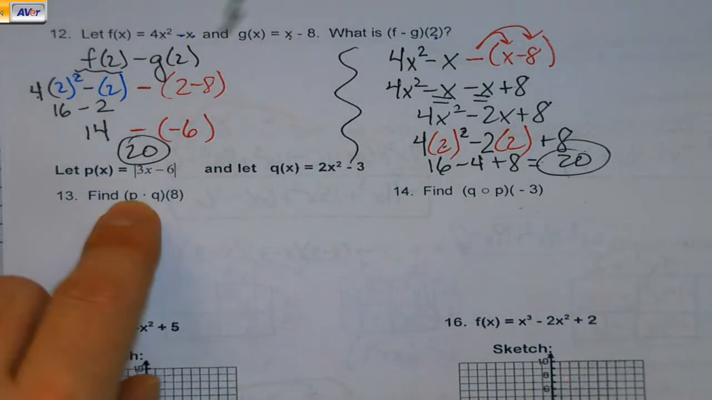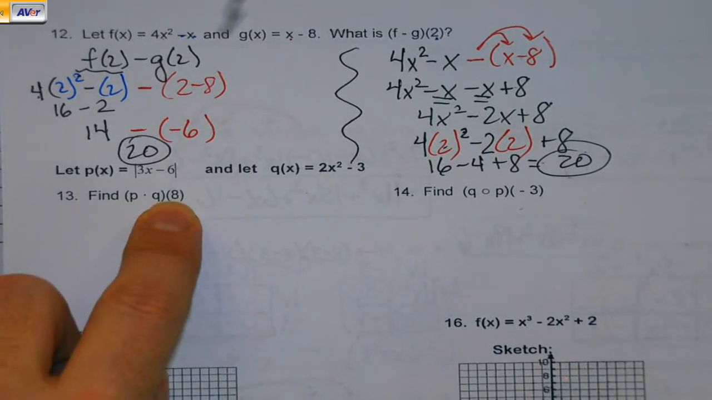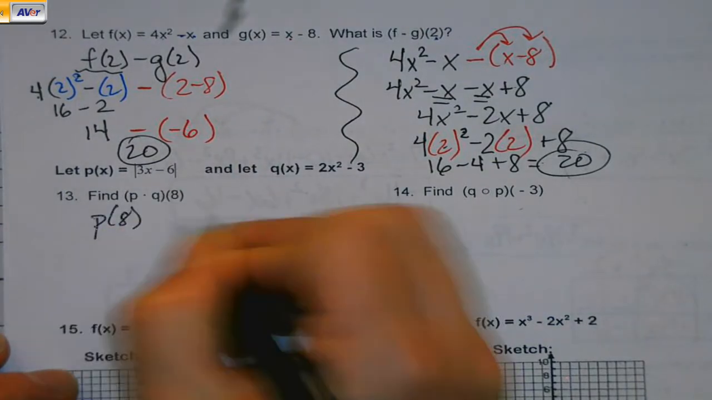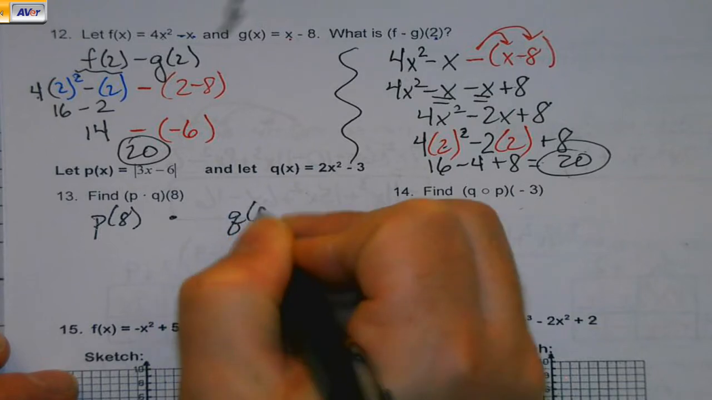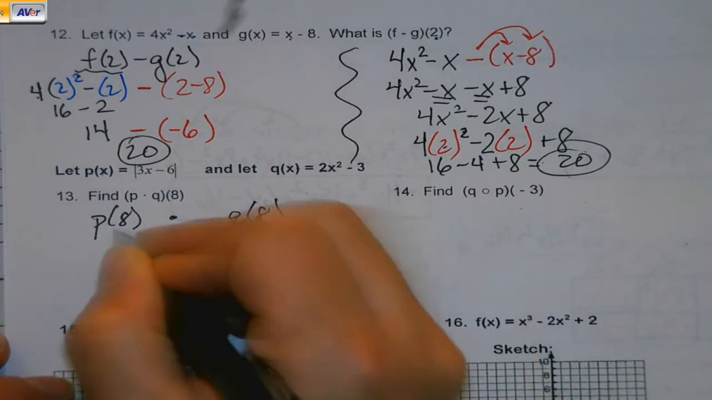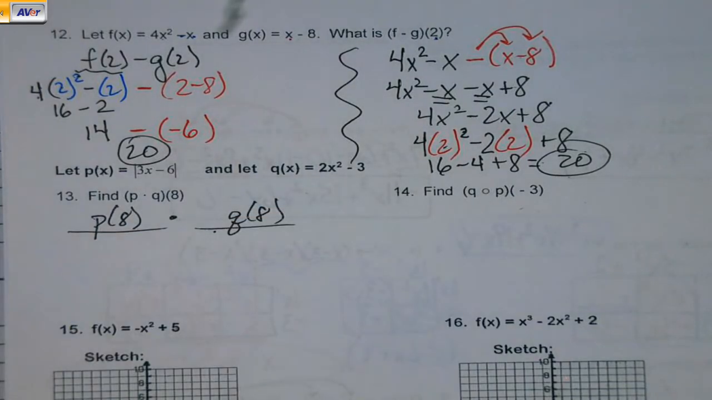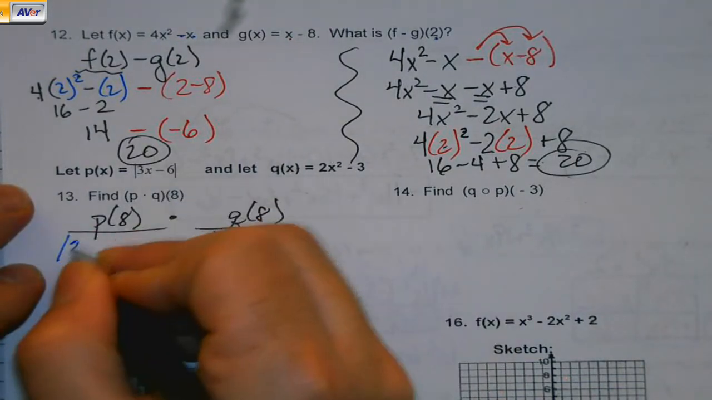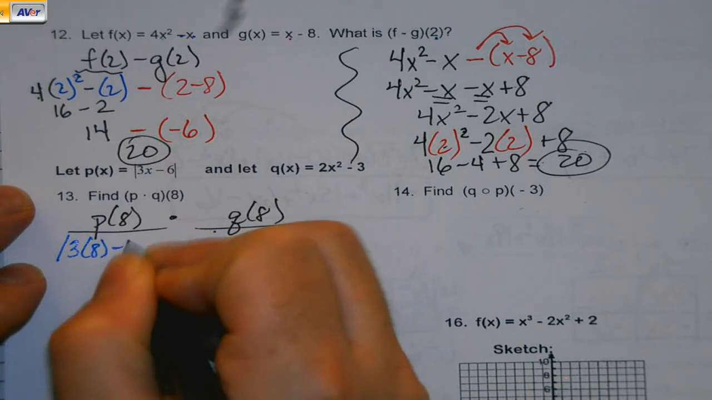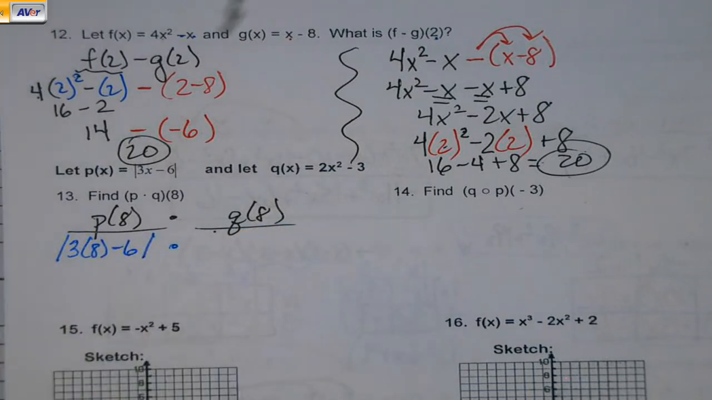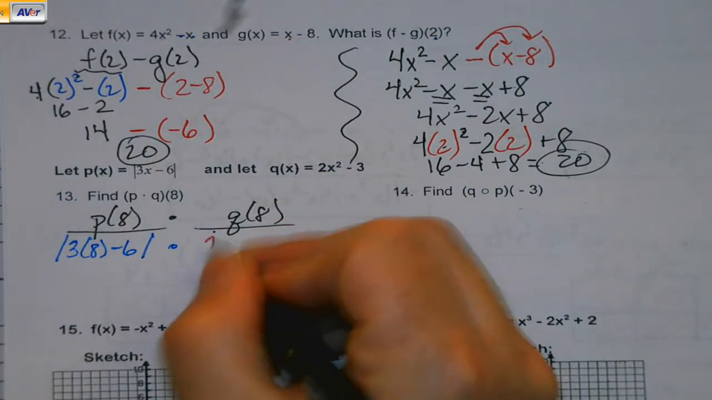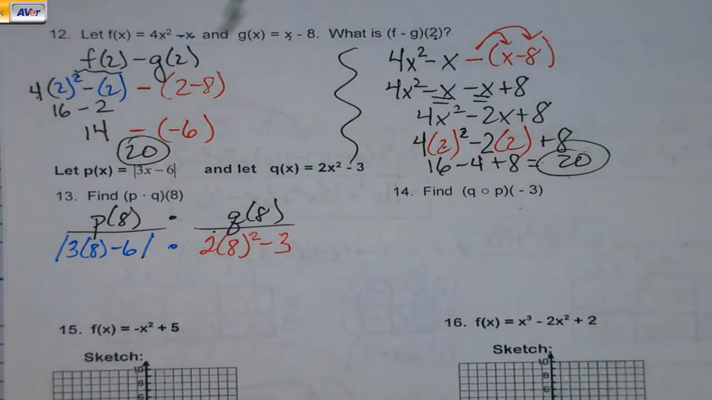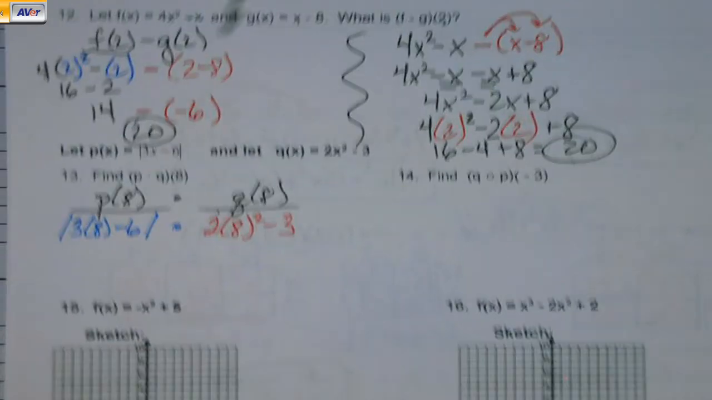So here, p times q of 8. Okay, now here I'm going to tell you. Plugging in the number right away is very much the easier option. So I'd go that way. I take my p function, I plug in 8. I take my q function, I plug in 8. And then I'm going to solve them each separately, and at the end I'm going to multiply them together.